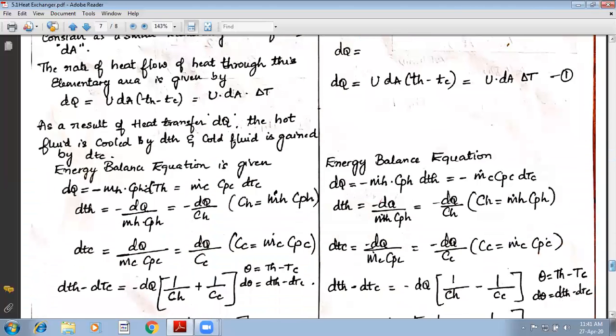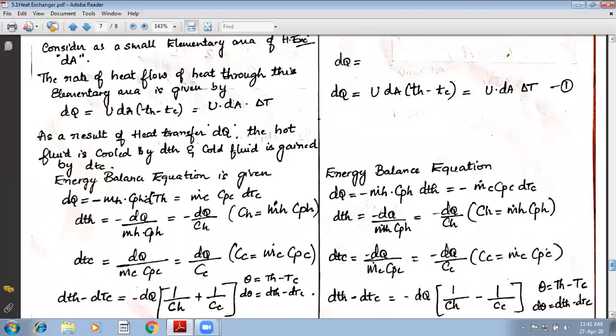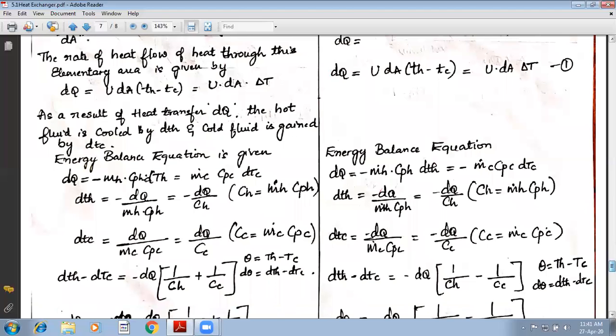minus m dot h Cp of h into dTh. It also gives us an intuition regarding the heat has transferred from the hot fluid. Once heat is transferred from a system, it is considered to be negative. Once heat is added to the system, it is considered to be positive. This is the nomenclature that we have studied in basic thermodynamics.